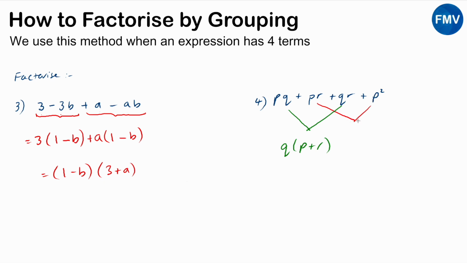And this side here, P squared is just P times P. So I have got P outside. P times R, positive R, they're both positive, gives me positive PR. Plus P times P is P squared. Notice they are the same. P plus R is the same as saying R plus P. So we just choose which way to write it. I'm going to write it as P plus R. They are the same. Then we're multiplying that by Q plus P. And that is factorising by grouping.